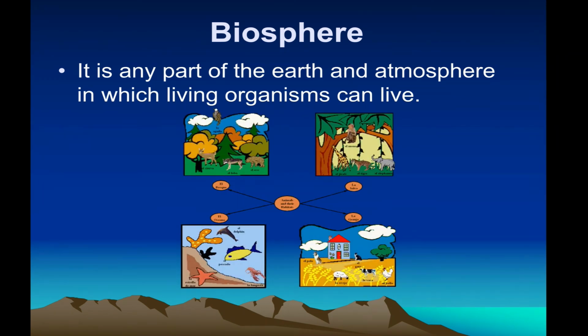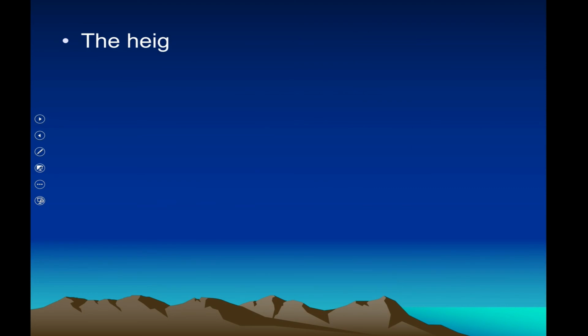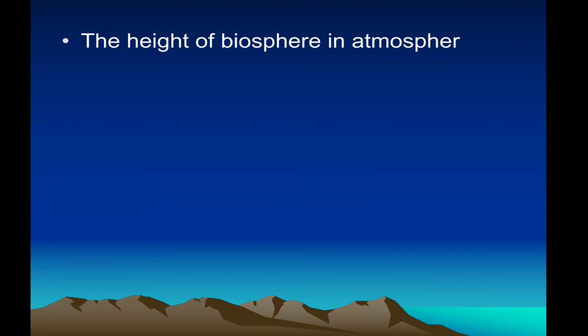Like a forest, or the deep water of the ocean, or a farm. All of them can be biosphere because all of them support the life of different organisms. The height of the biosphere in the atmosphere reaches about 10,000 meters. It means birds and living things can fly in the atmosphere at a height of about 10,000 meters. More than this, they cannot live.